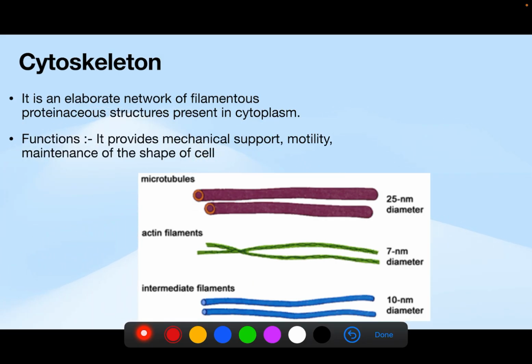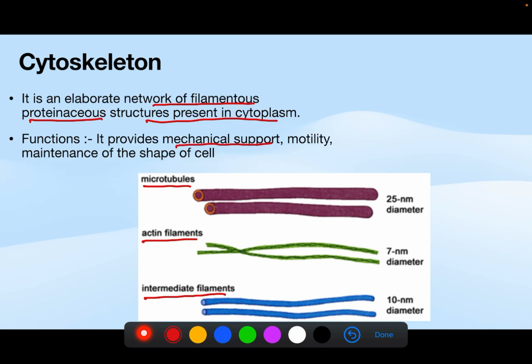Next we have other cell structures. Firstly we have the cytoskeleton. It is an elaborate network of filamentous proteinaceous structures present in the cytoplasm. It could be microtubules, actin filaments and intermediate filaments. The function of these cytoskeletons is that they provide mechanical support, motility, and maintenance of the shape of the cell.